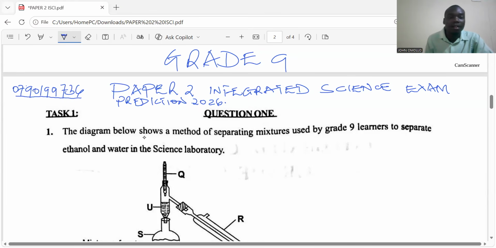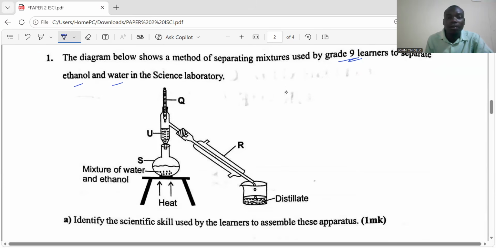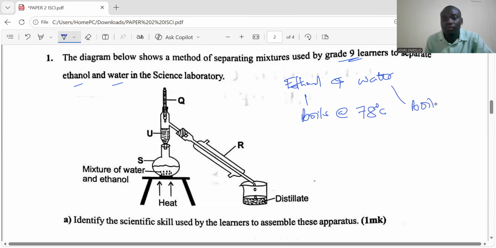Question 1. The diagram below shows a method of separating mixtures used by a grade 9 learner to separate ethanol and water. So we have, in the science laboratory, two substances here. We have ethanol and we have water. We know that ethanol boils at 78 degrees Celsius. Water boils at 100 degrees Celsius.